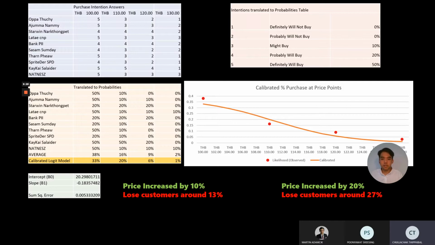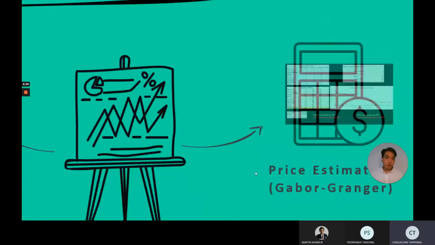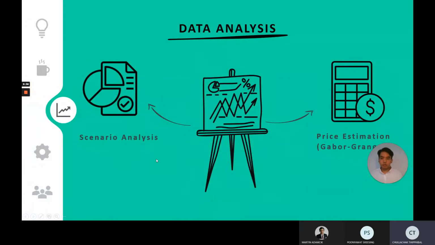Okay. May I proceed on? Sure. Yes. So that's it for my Gabor and Granger pricing method.